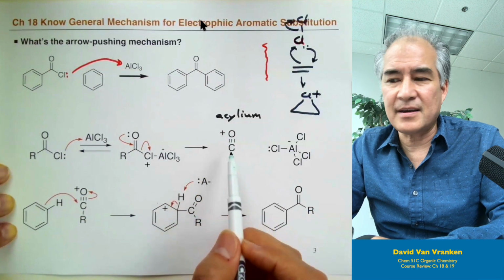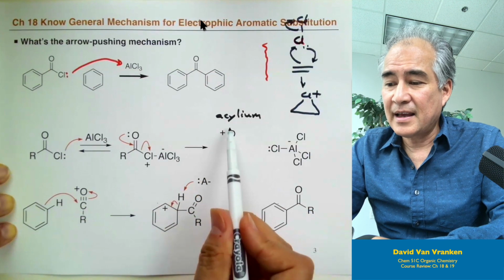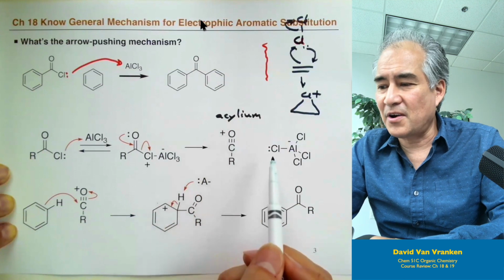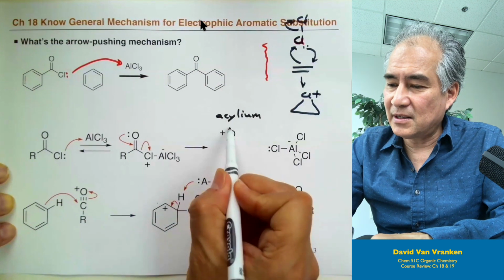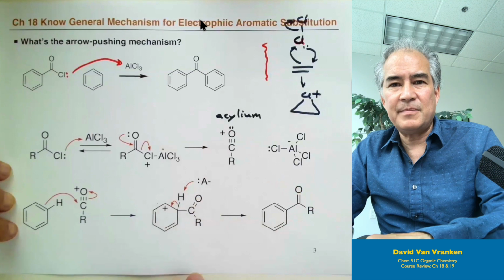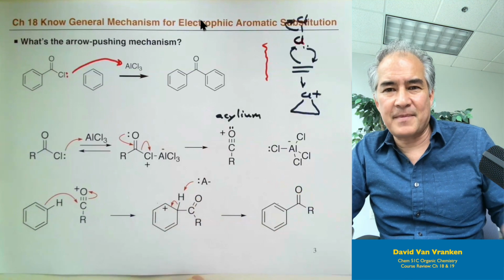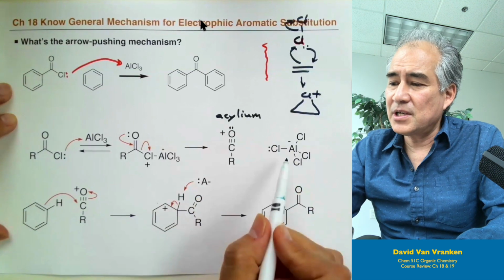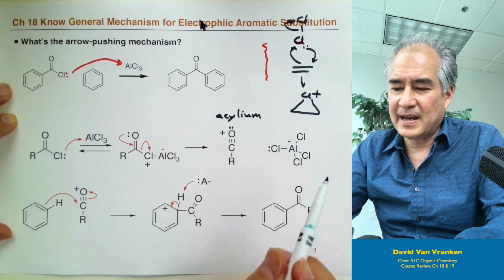Every atom here has an octet of electrons. The oxygen has 8 electrons. There's a lone pair I didn't draw here. So you generate this acylium ion that's more stable than a t-butyl carbocation because every atom has an octet. And you generate this tetrachloroaluminate counterion.